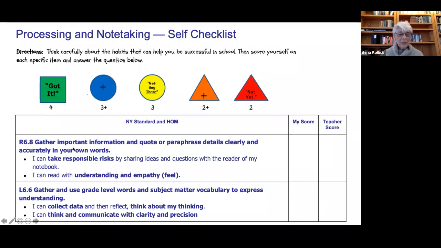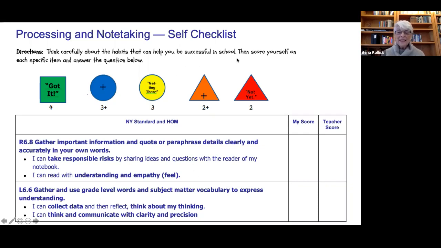Now notice what I think is really important. He also marries the habits of mind to what he's doing. So he says, for example, in this standard, gather important information and quote or paraphrase details clearly and accurately in your own words. And then his I can statements are, I can take responsible risks by sharing ideas and questions with the reader of my notebook. I can read with understanding and empathy. And again, gather and use grade level words and subject matter vocabulary to express understanding. Now notice the I can. I can collect data and then reflect, think about my thinking. I can think and communicate with clarity and precision.